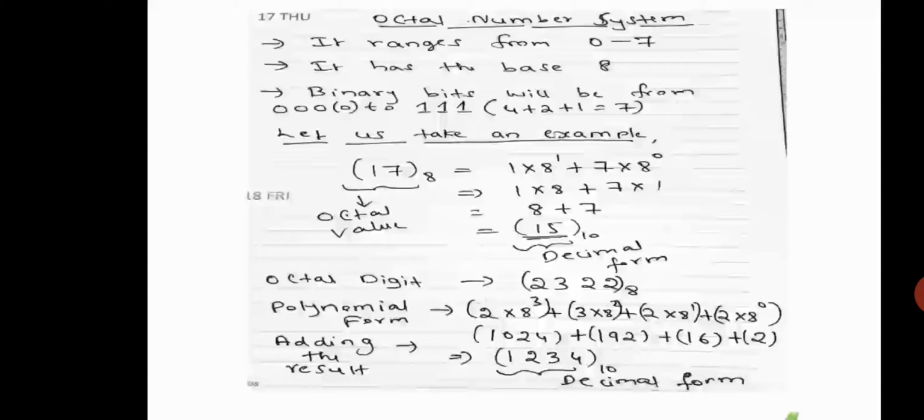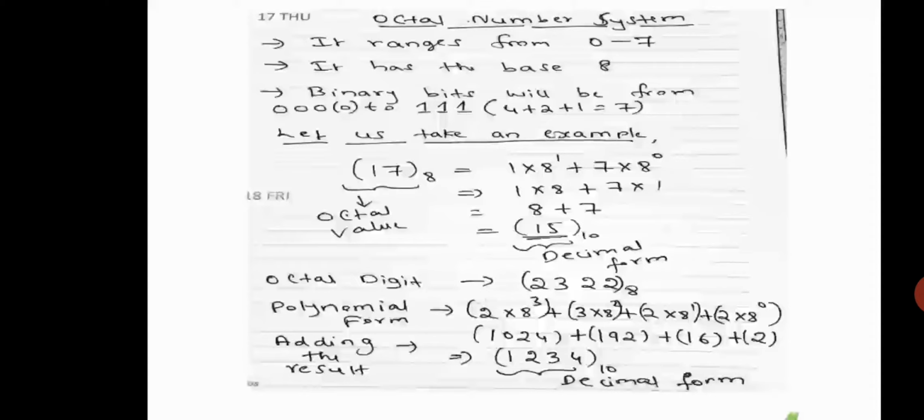The same form for decimal: if the example was 2322 to the base 10, what you have to do is 2 into 10 to the power 0, plus 2 into 10 to the power 1, plus 3 into 10 to the power 2, plus 2 into 10 to the power 3. That is for the decimal number system. But this is the octal number system. Octal is nothing but base 8. That is the reason why we have taken 8 to the power 0, 8 to the power 1, 8 to the power 2, 8 to the power 3.